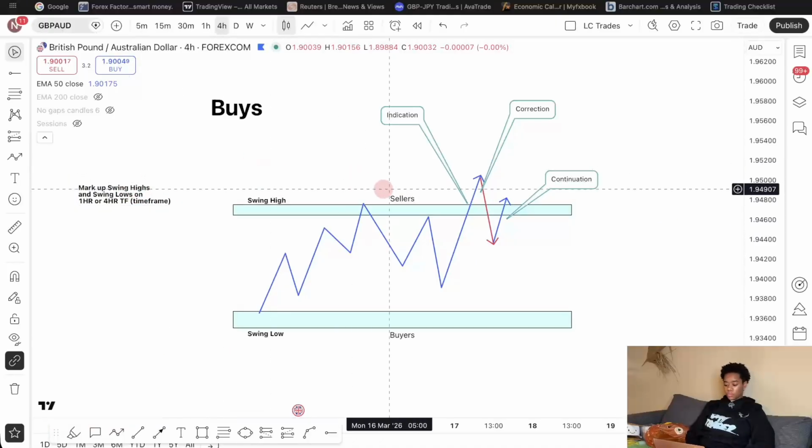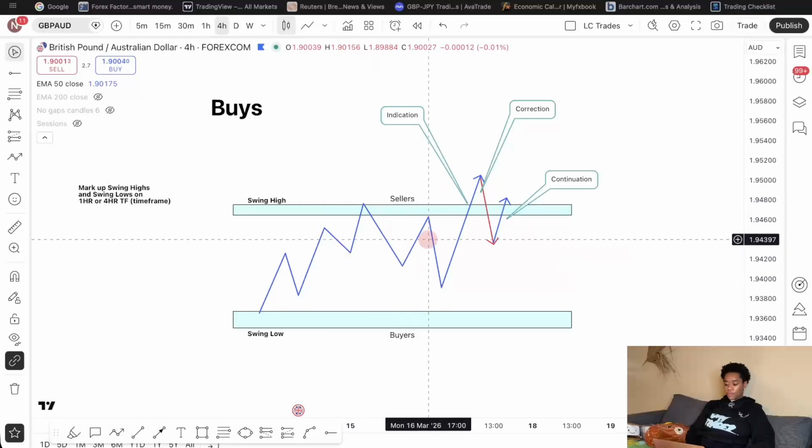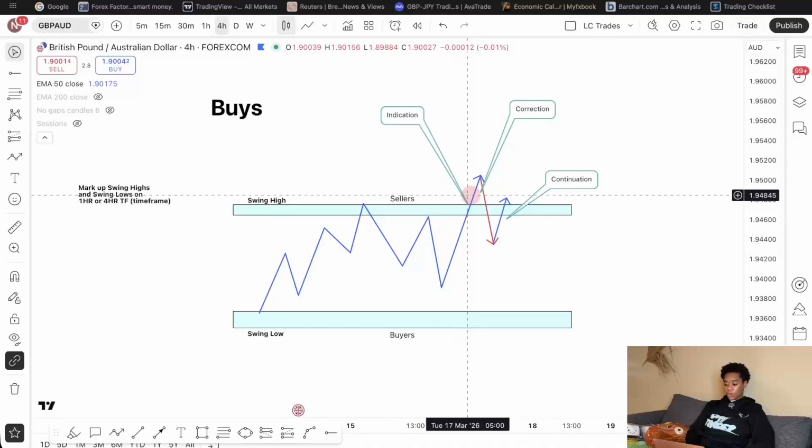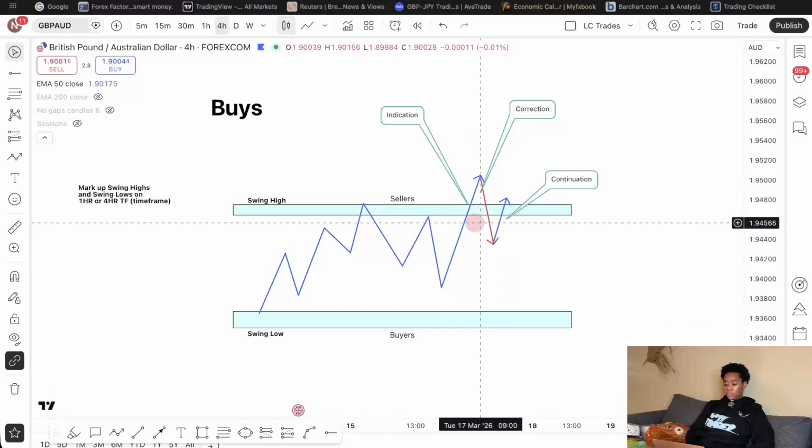Anyway, so once you mark that up, what we're waiting for, for buys, is price to break above the seller's box. We're waiting for that because that's going to show us that price is now getting pushed to a new high. That's very important. So once we get that new high, that is going to be called your indication.